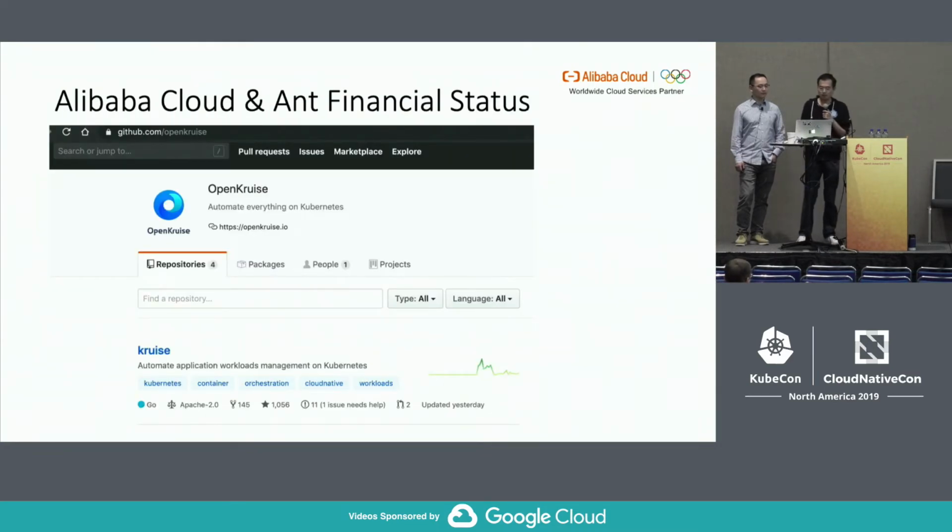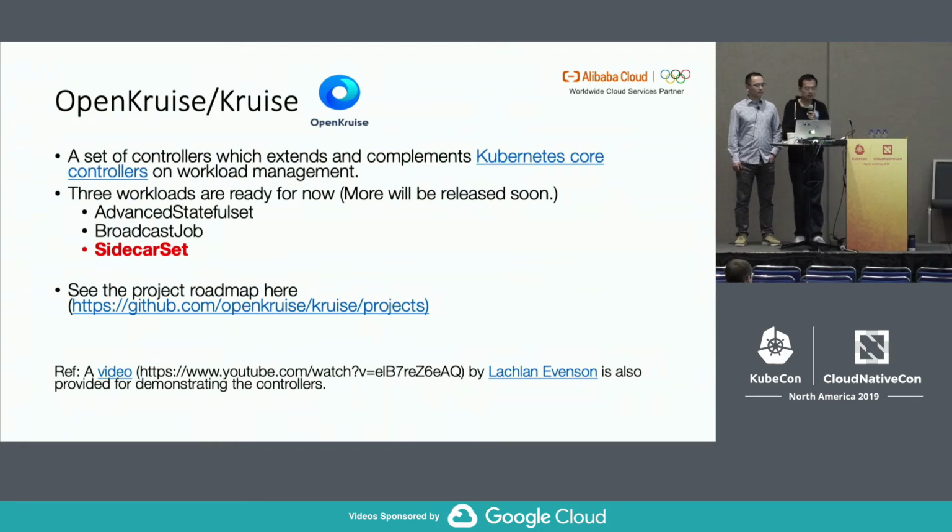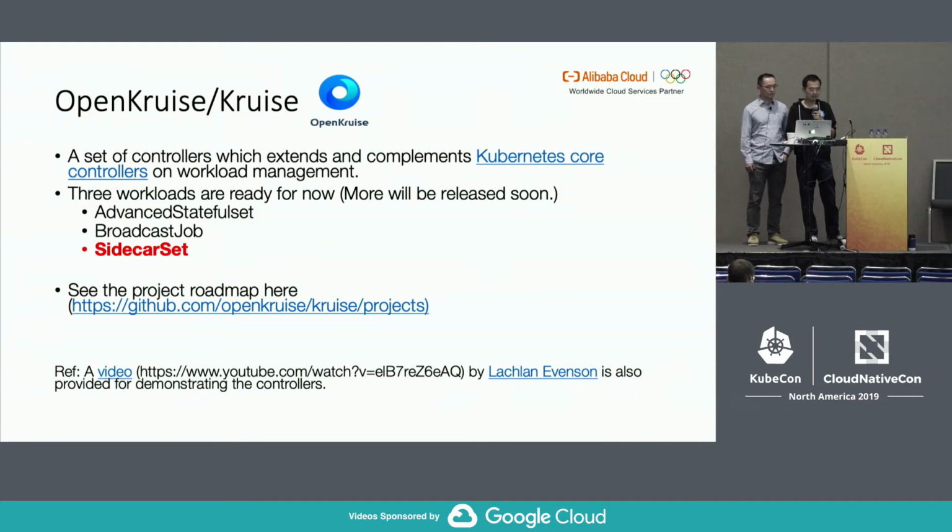So, before the sidecar enhancement and KEP are released in the upstream Kubernetes community, we found some solutions for sidecars. This is the open source project OpenKruise. What is OpenKruise? OpenKruise is a set of controllers which extend and complement the Kubernetes core controllers on workload management. Currently, it has three ready workloads: CloneSet, SidecarSet, and BroadcastJob. They help users at the application level. So everybody could download this image and have a try on the tutorials.